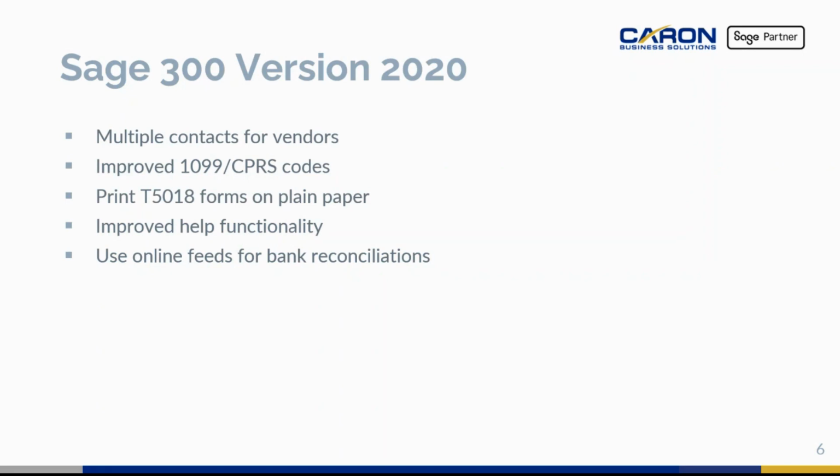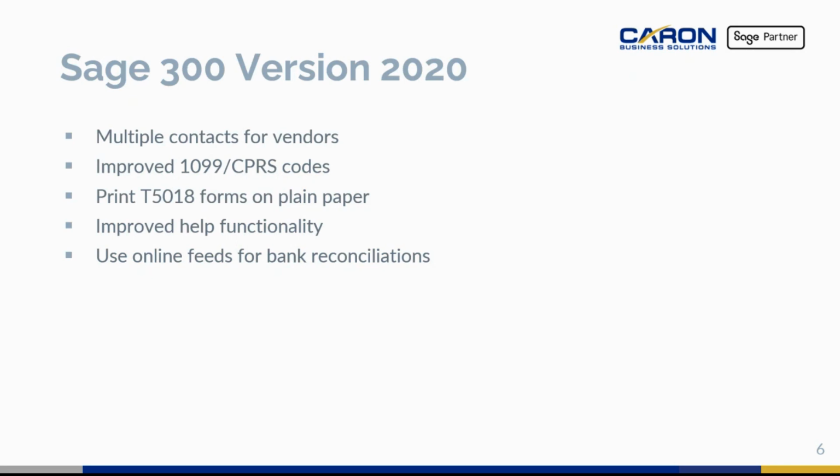Another improvement that they've done on this piece is that you were previously only able to use predefined forms to print out your T5018 forms. You can now do that on plain paper. So that's the enhancement that they've made in this version for that piece on your vendors.